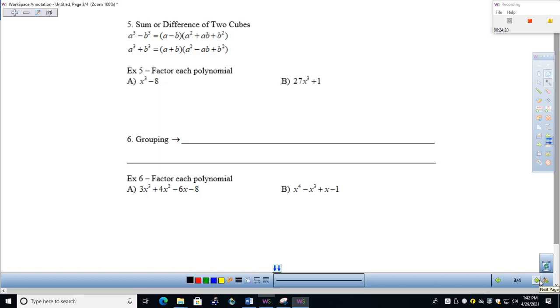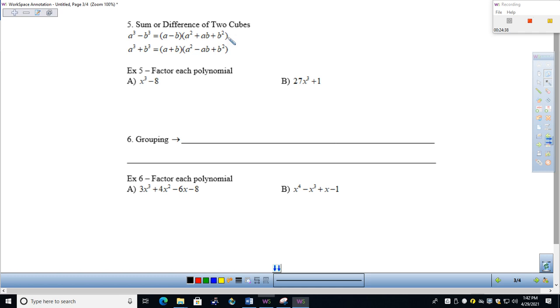Next pattern. So, sum or difference of two cubes. So I just got done saying that there is a difference of two squares, but no sum of two squares. When we're talking about cubes, there's both. And here is the formal pattern for it, for your convenience. I'm going to just show you a way I kind of think about it, and hopefully it'll click. If not, again, just go with this. It works.